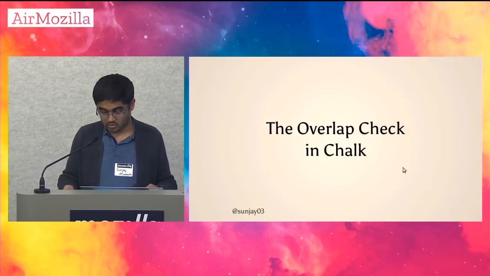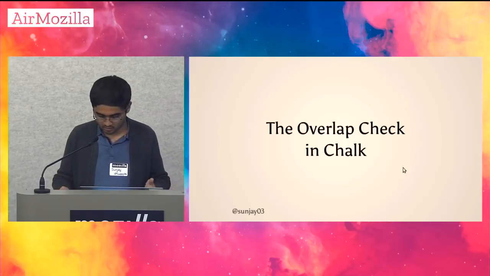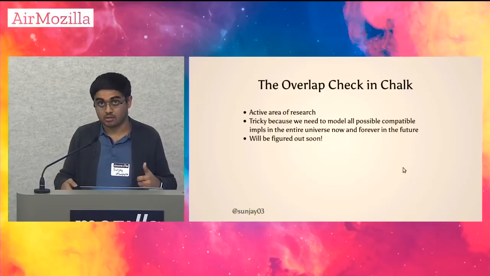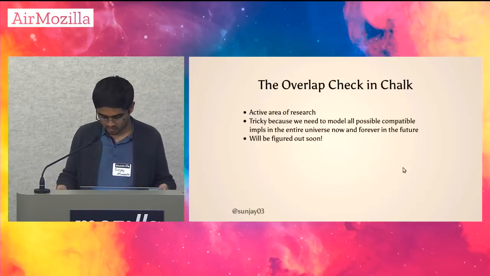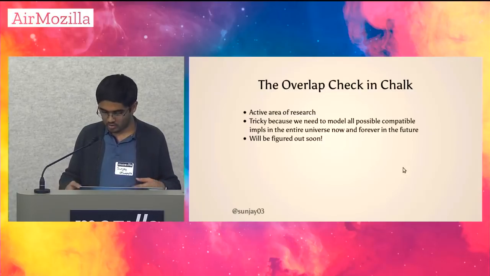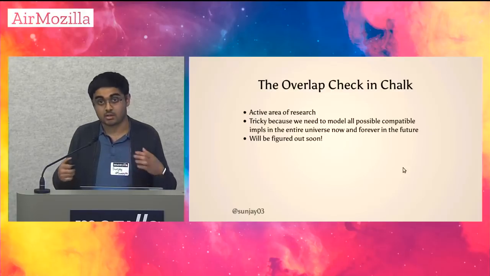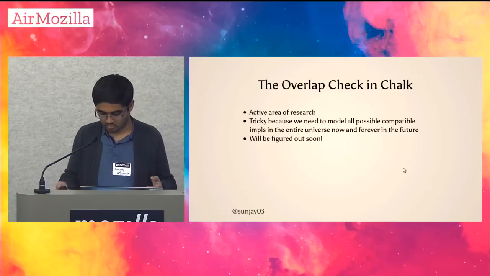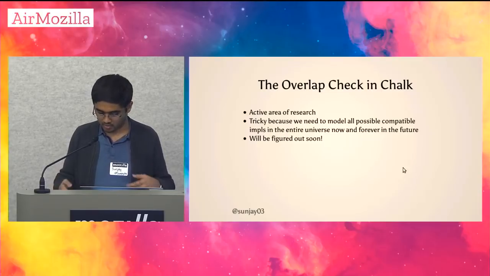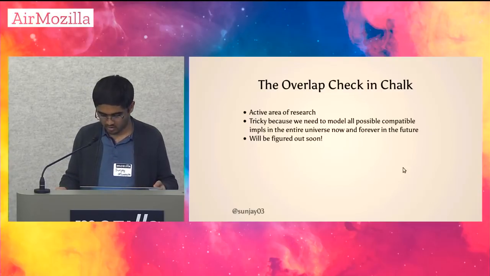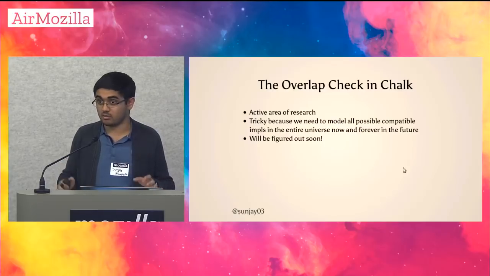The other part of coherence is the overlap check. This is currently an active area of research in my own work, and just like with the orphan check, my job is to figure out how to model this using logic. The tricky part about the overlap check is what I mentioned before. We need some way to model all possible compatible impls in the entire universe in order to make sure that you haven't overlapped with an impl that may be possible to define somewhere else. I have some ideas about this, but the research is still definitely ongoing.